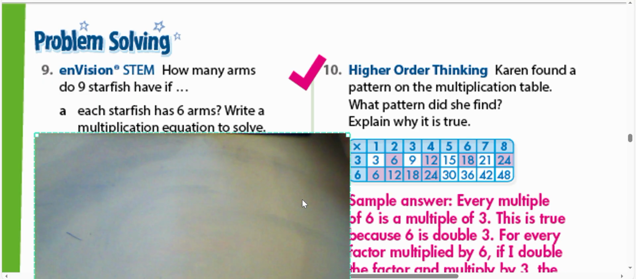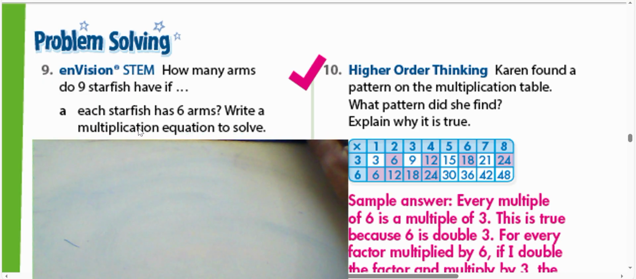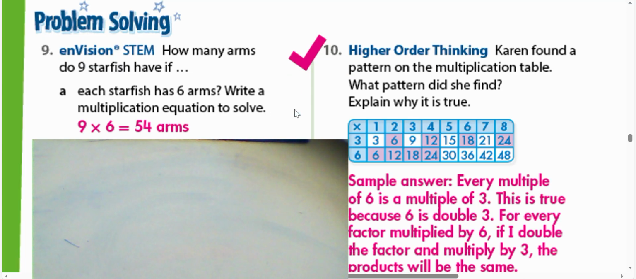Number 9. How many arms do 9 starfish have? Each starfish has 6 arms. Write a multiplication equation to solve. 9 times 6 equals what? 6 times 9 equals 54.